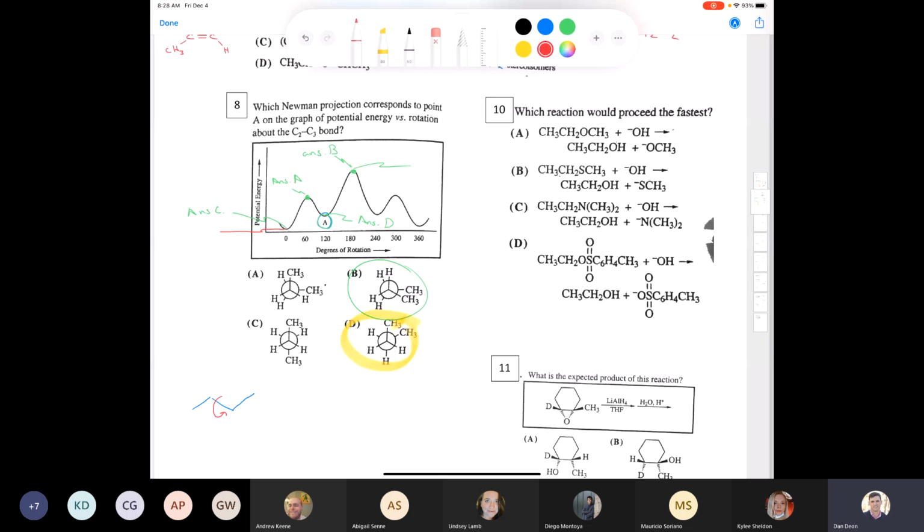It says, which reaction would proceed the fastest? If we look at A, we have ethyl methyl ether, and we're treating that with hydroxide. And they're saying, okay, we're going to get an SN2 like this. And there's a bond here that's not shown, and then you would lose the methoxy. And the second one, you have ethyl methyl sulfide, and you do something similar. So then it's based off of what would be a better leaving group, a methoxide, or the sulfur with a negative charge.